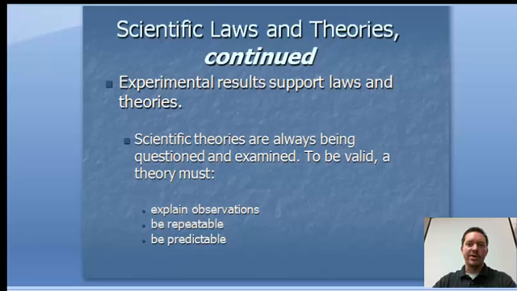Again, experimental results are going to support laws and theories. And even though we have theories that are supported by all this evidence, they're still being questioned, they're still being looked at, and we want to make sure that it is still sound with our current understanding, current knowledge of the way things are, the way we see things. So to be valid, a theory has to carry three items. It has to explain observations, it has to be repeatable, and then it has to be predictable as well.